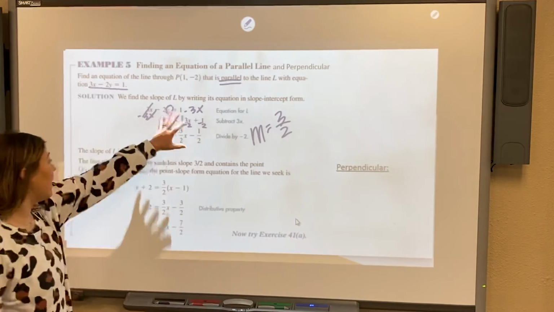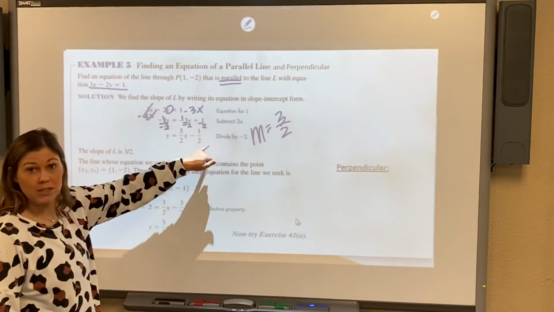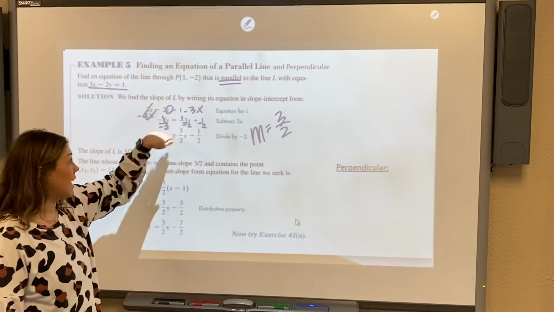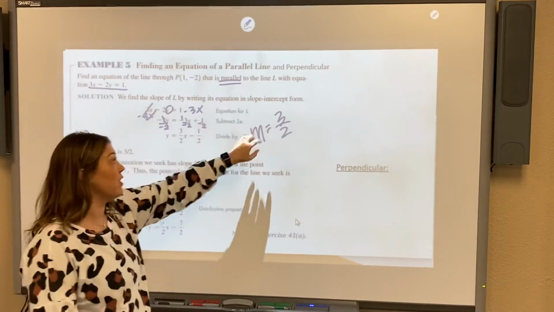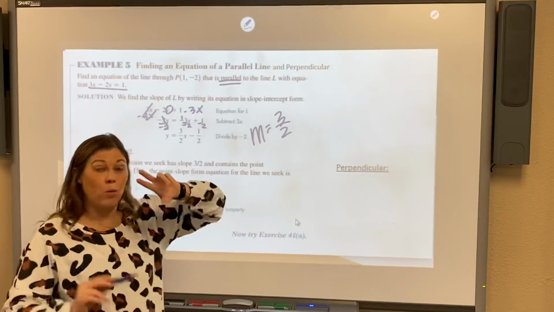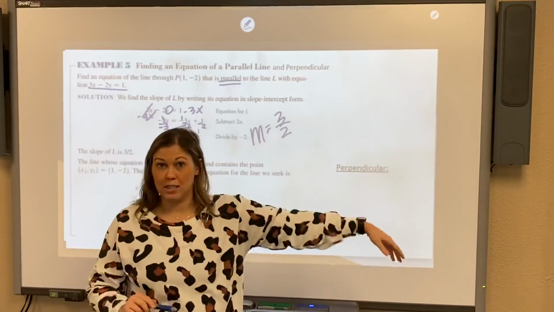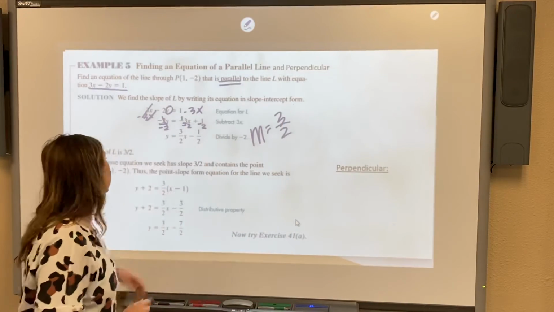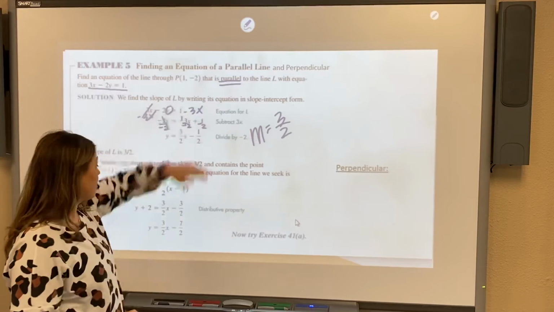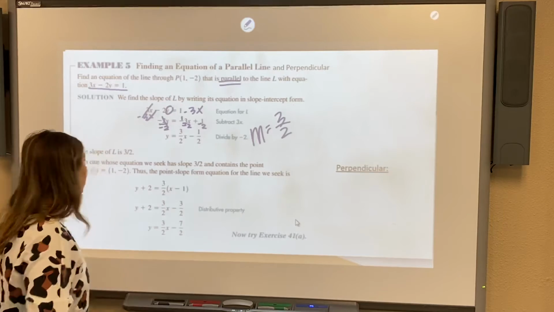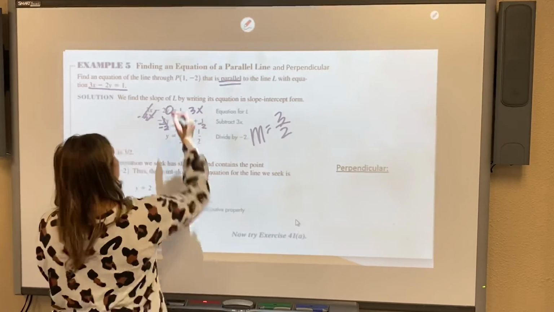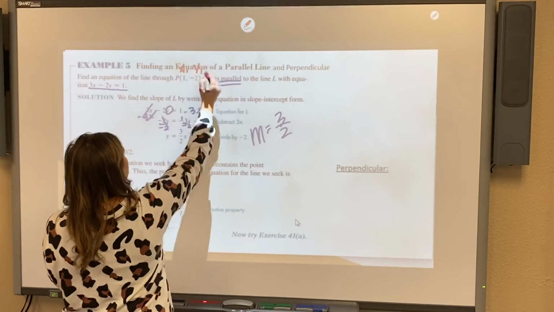So we have our graph, your y-intercept is -1/2. It goes up 3 over 2. That is this original graph. So we're looking for two lines: one that's parallel to this, and one that's perpendicular to this line right here. So we know that we're finding an equation of the line that passes through the point (1, -2). So that would be our x1 and our y1.